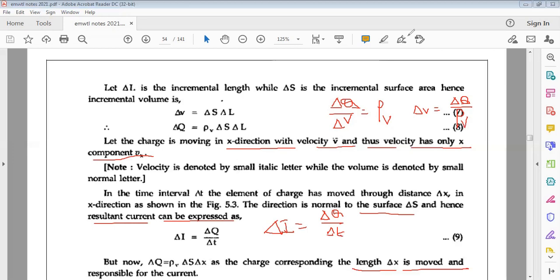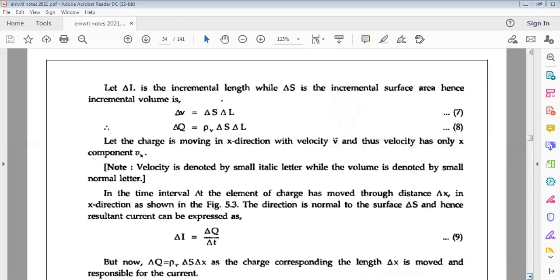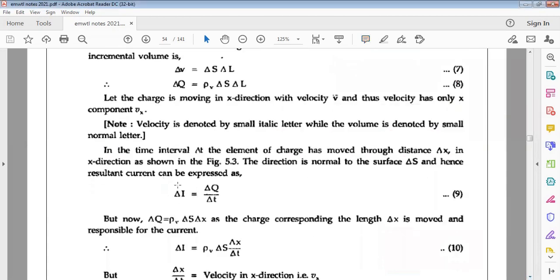Now we can substitute the value of delta Q in the change of charge with respect to the time. The incremental current, delta I, is equal to delta Q, which we already know is rho V, delta S, and delta L. Now the movement occurs from its origin, so it is considered as delta x, and the whole is divided by delta t.